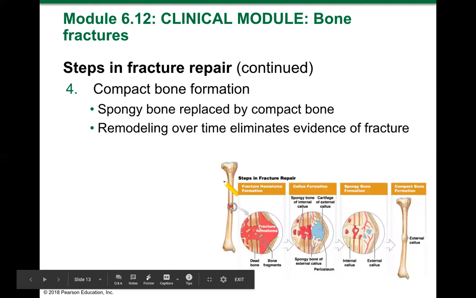And then you have compact bone formation, and you'll have this external callus that sort of leaves a bump on the bone. Remodeling will eliminate that bump, especially the younger that you are, although there is evidence of fractures. You can usually tell a bone has been fractured.